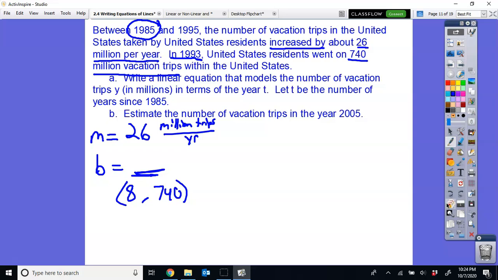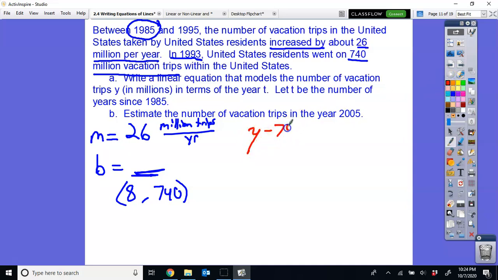Now, some of you may be thinking, okay, Mr. Harrison, how do you know that the x's are the years and the y's are the trips? Well, right here we have 26 million trips per year. That lets me know that it's the change in y over the change in x, like we've seen with our slope in the past. Slope is always going to be change in y over change in x, or like you guys say, rise over run, right? Now I can use my point slope form again.